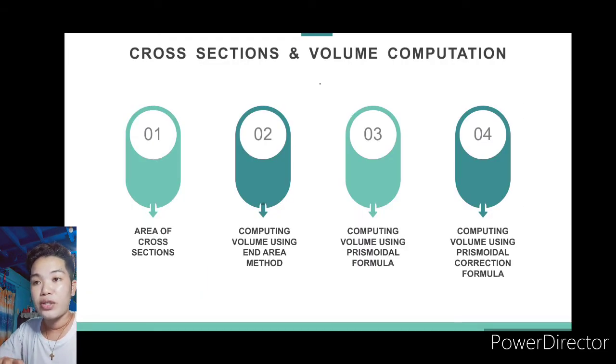Under the cross-sections and volume computation, we will be discussing area of cross-sections, computing volume using the end area method, computing volume using the prismoidal formula, and computing volume using the prismoidal correction formula. And for all of that, I will be giving examples for us to further understand how to compute using these methods.